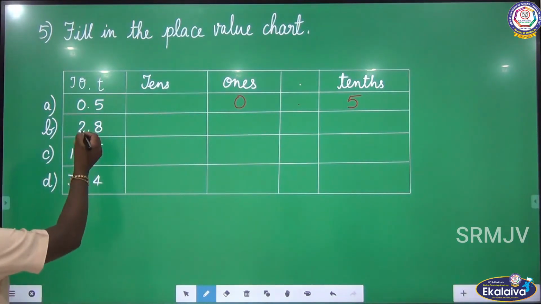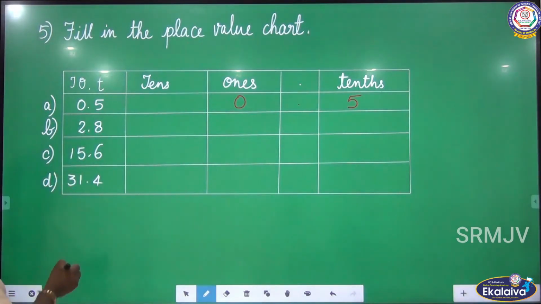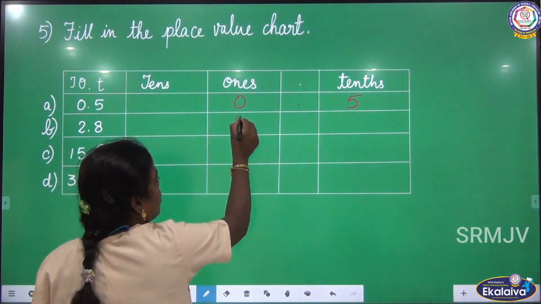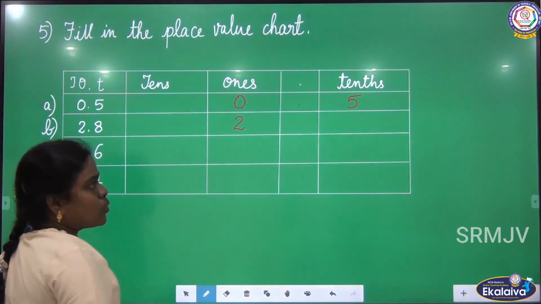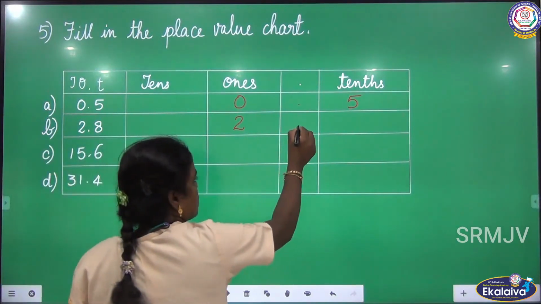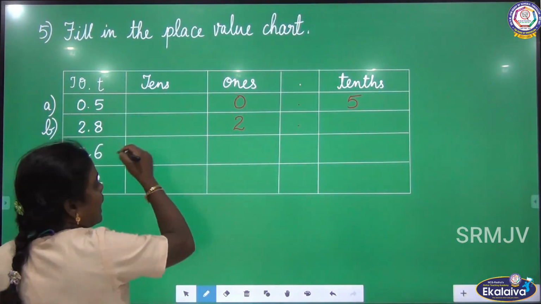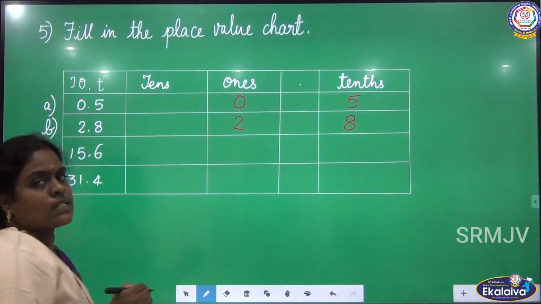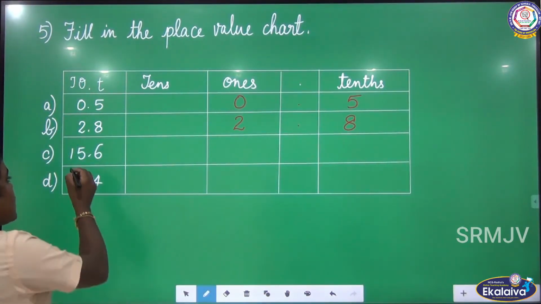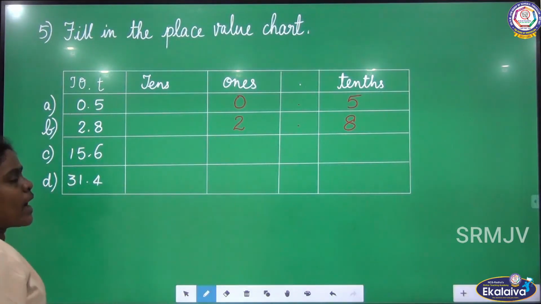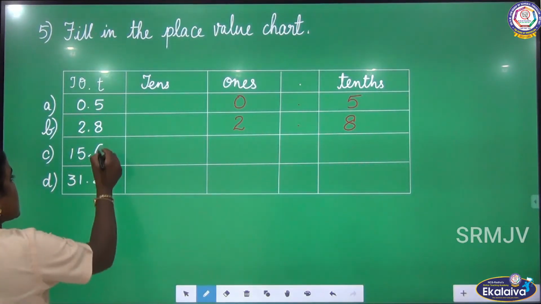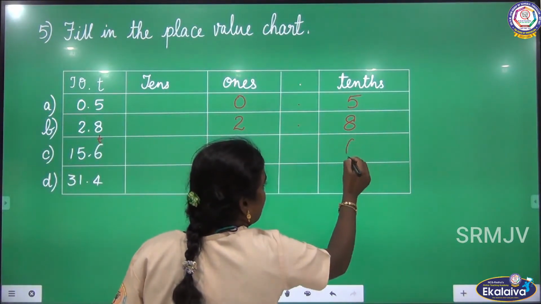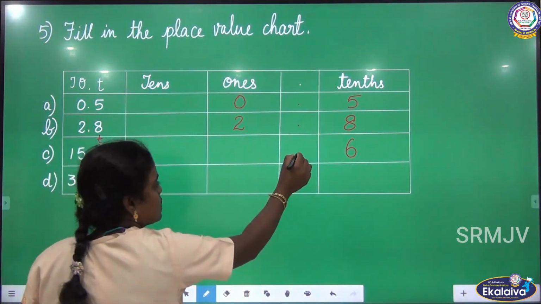Look at the next number 2.8. So 2 is in the ones place. So write below the ones column 2 point. And we have 8 in the tenths place. So 2.8. And the next question, 15.6. Here 6 is in the tenths place. Let us write below the tenths column point.